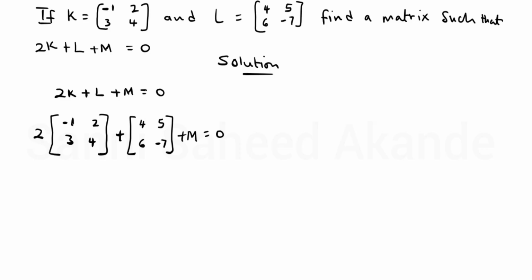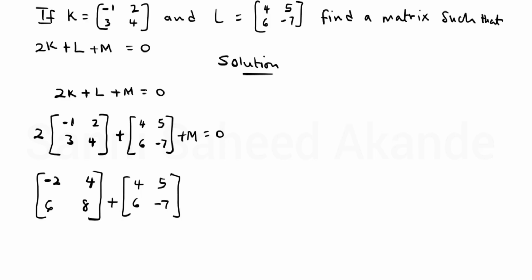So we are going to carry out this scalar multiplication first, that is this 2. You are going to use it to multiply everything inside this bracket one after the other. So 2 times minus 1 will give us minus 2. 2 times 2 is 4. 2 times 3 will give us 6. While 2 times 4 will give us 8. Okay, so now plus 4, 5, 6, minus 7 plus M equals 0.